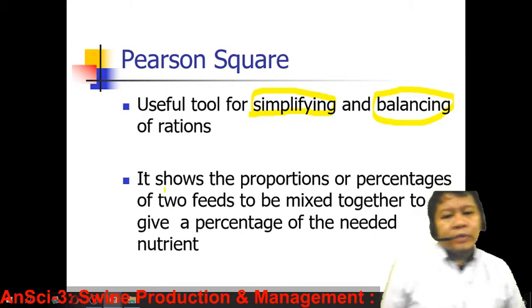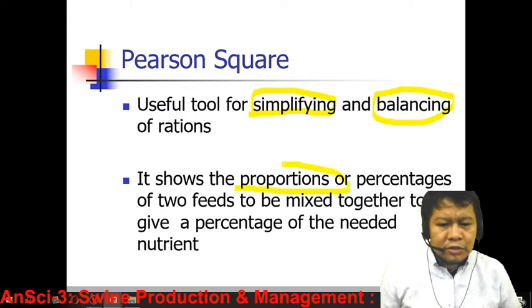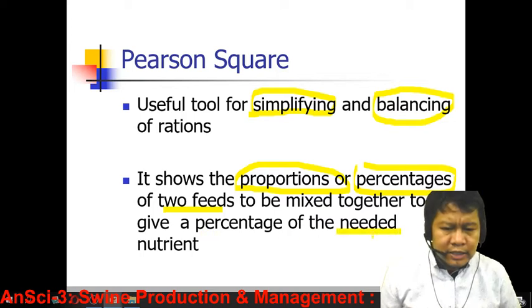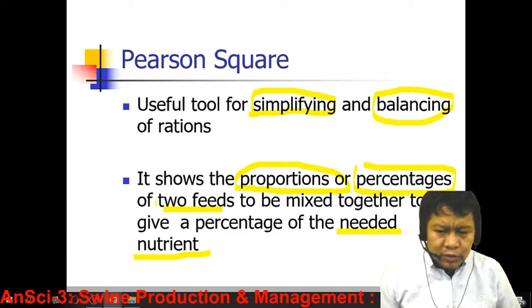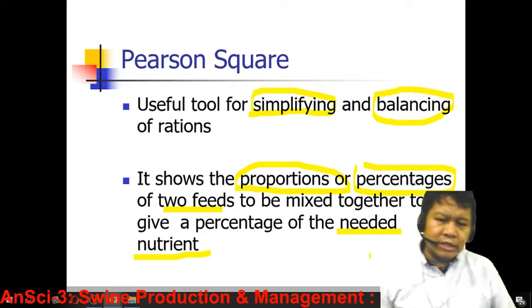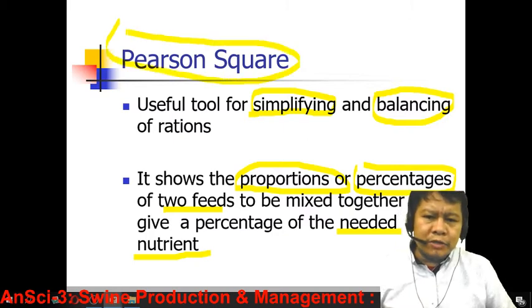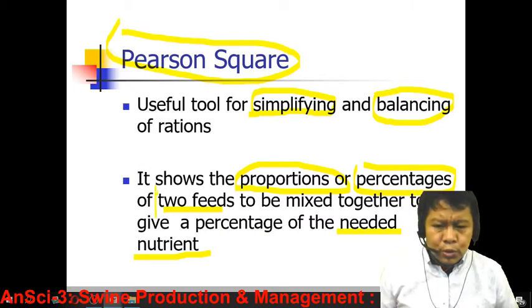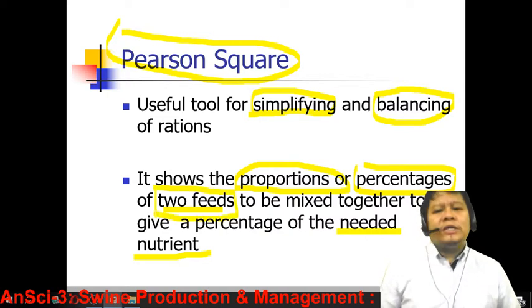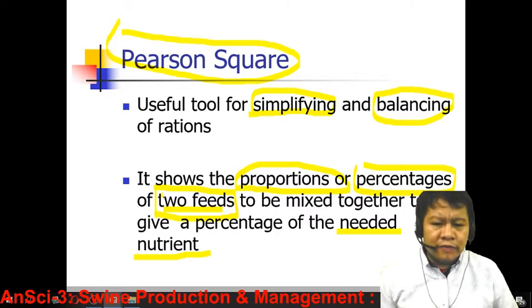Okay, so another, it shows the proportions, or the percentages, of two feeds to be mixed together to give the percentage of the needed nutrient. So I'd like to emphasize here proportions or percentages. There will be two feeds and a needed nutrient, meaning when we use the Pearson square in simplifying and balancing the rations, we have to use two sources of feeds. In Pearson square, only two sources of feeds can be used. Whenever we use more than two sources of ingredients in compounding feeds, Pearson square is not applicable.